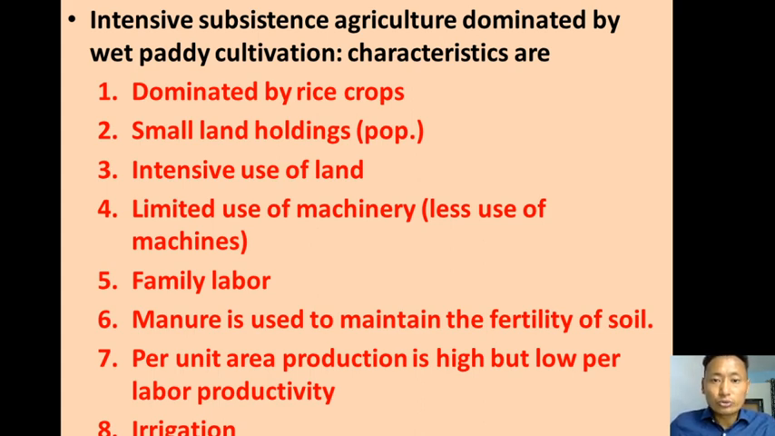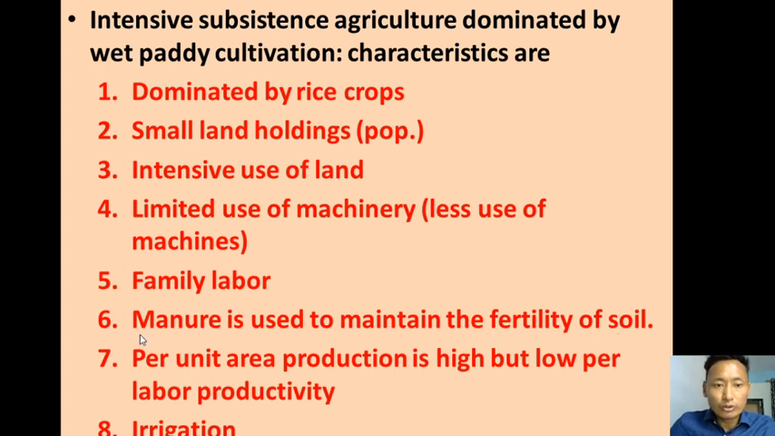They are not using machines much. Most of the agricultural operations are done with the help of family labor. So mostly, agricultural activities are done with the help of family laborers or family members. Here, mostly they are using manures in order to maintain the fertility of the soils.